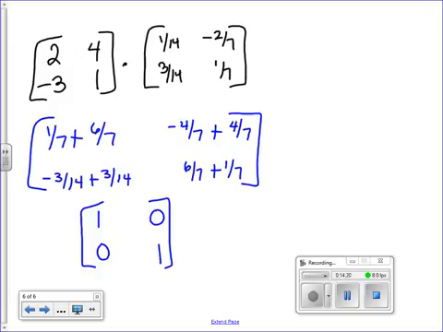Every time. Just like every time you multiply a number times its inverse, you get 1. You can't multiply a number times its inverse and not get 1. Every time you multiply a matrix times its inverse, you get the identity matrix. If you don't, you've done something wrong. Either your inverse is wrong, or your multiplication is wrong. Every time.